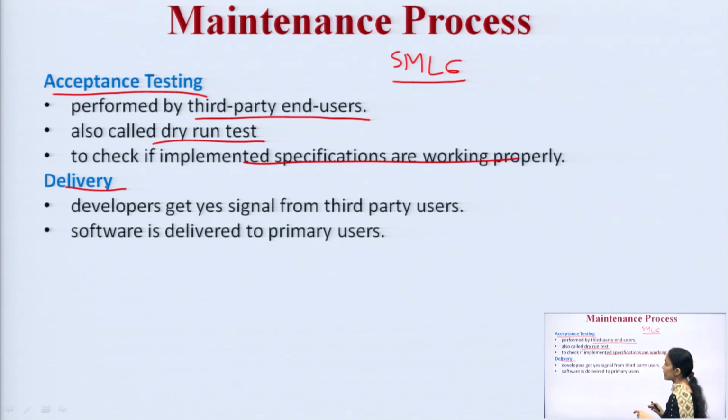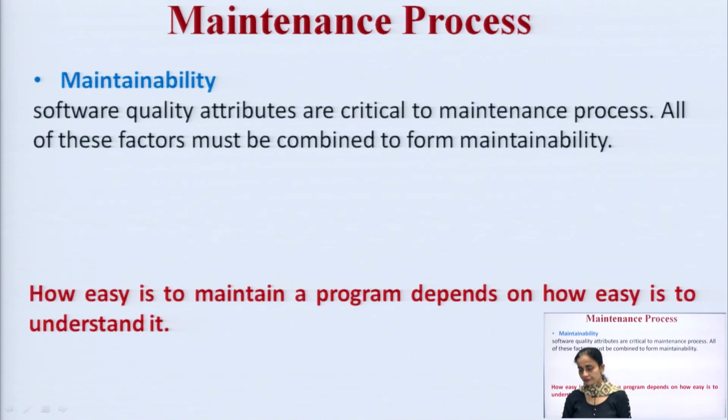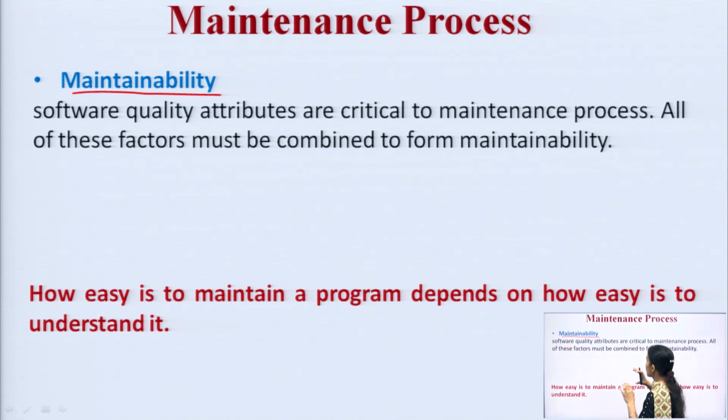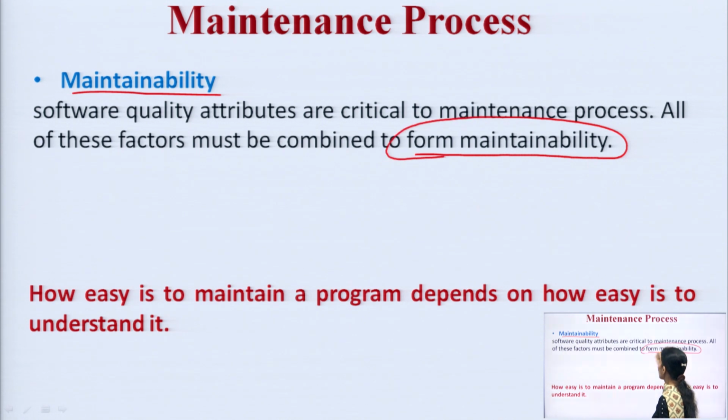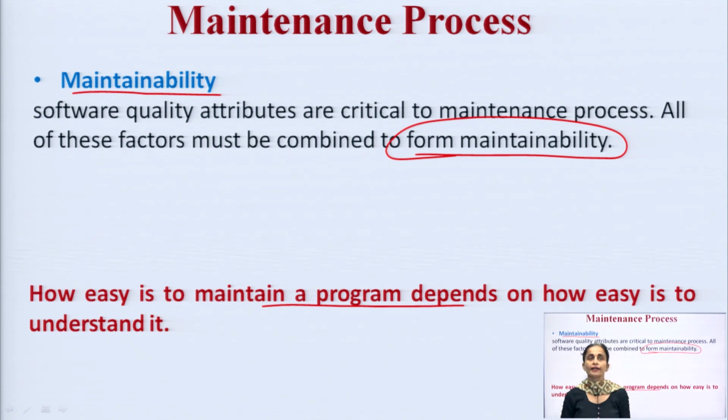Delivery means the developer gets a green signal from the third party users, and now the software is delivered to the primary users. Then maintainability comes into the picture. The software quality attributes are determined here. How can I increase the software quality? That comes under maintainability. So, all of these factors must be combined to increase my software maintainability. How easy it is to maintain a program all depends on how I can understand it.